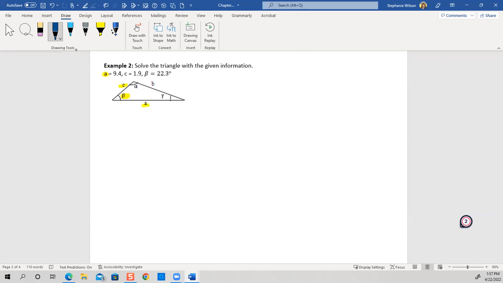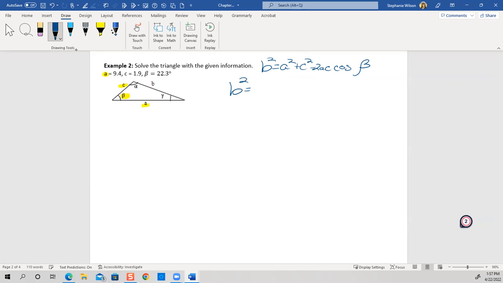So let's do this. Since we're solving for b, we can use the law of cosines: b squared is equal to a squared plus c squared minus 2ac cosine of beta. And let's solve for it. We'll do these in steps. Some people are going to want to skip around. Just be careful, find your consistency.